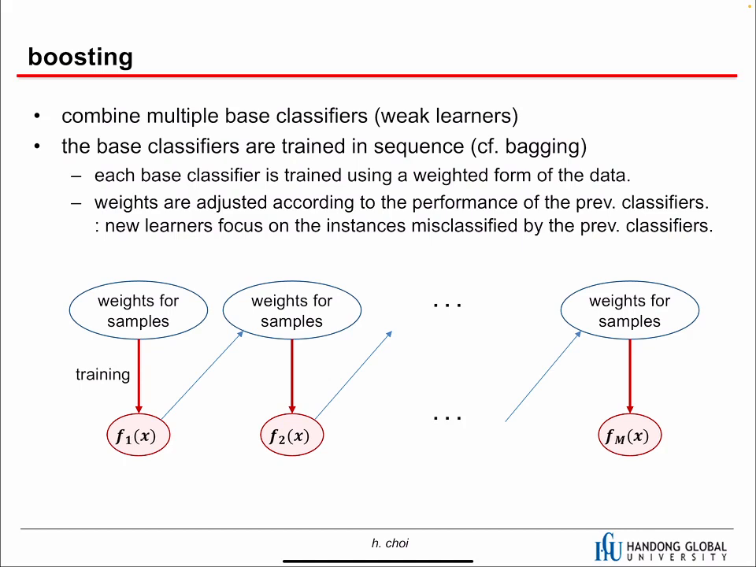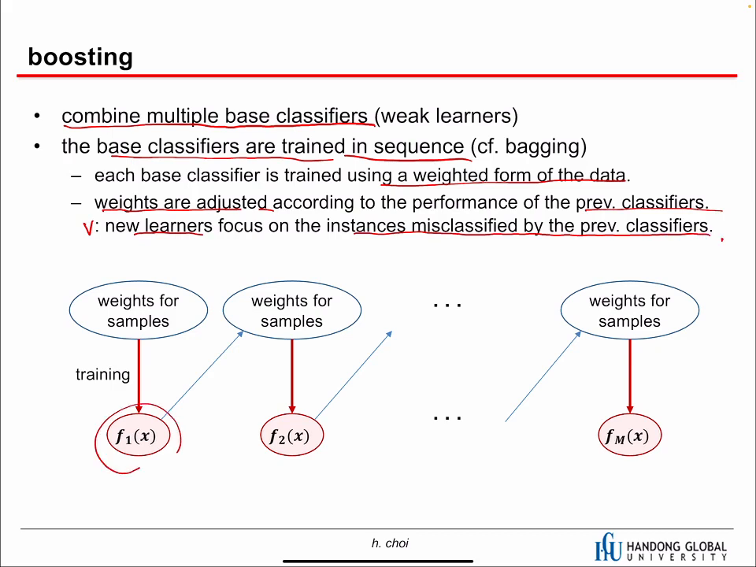We combine multiple base classifiers in sequence. So the base classifiers are trained in sequence. Each base classifier is trained using a weighted form of the data, so every time we change the weight of the data samples. And these weights are adjusted according to the performance of the previous classifiers. So basically, new learners focus on the instances misclassified by previous classifiers. This is the beauty of boosting.